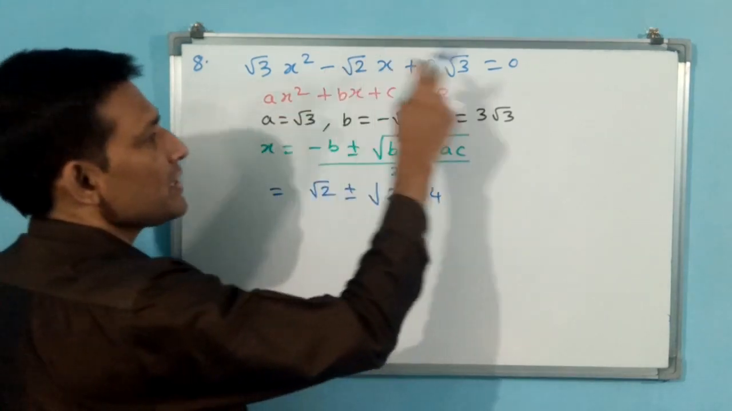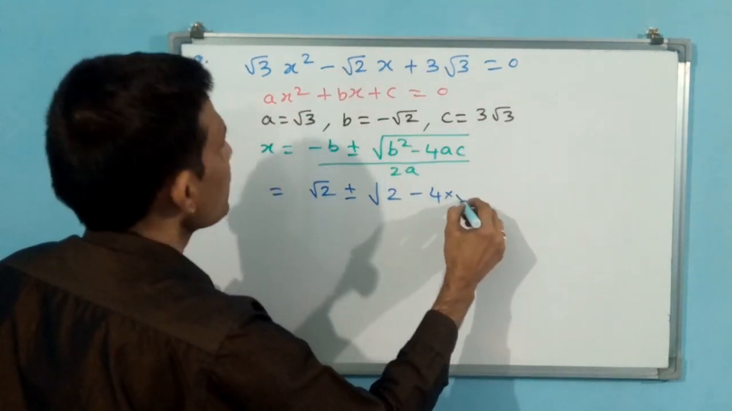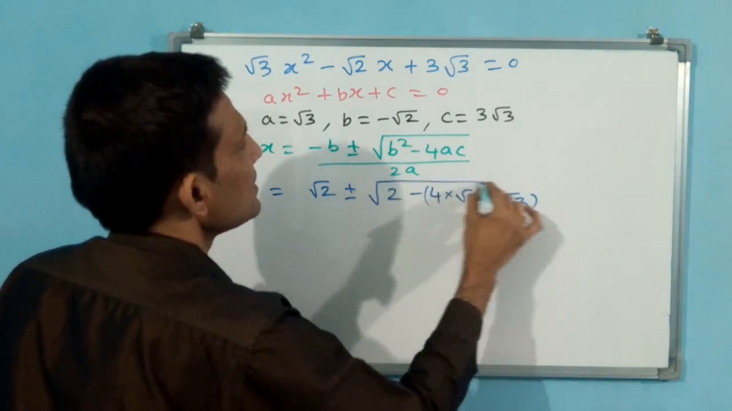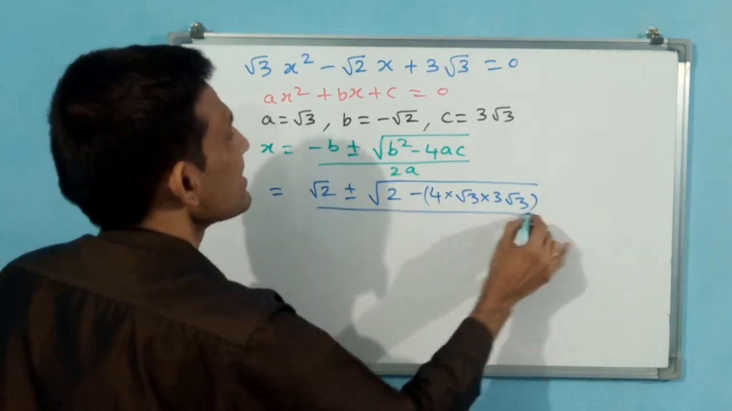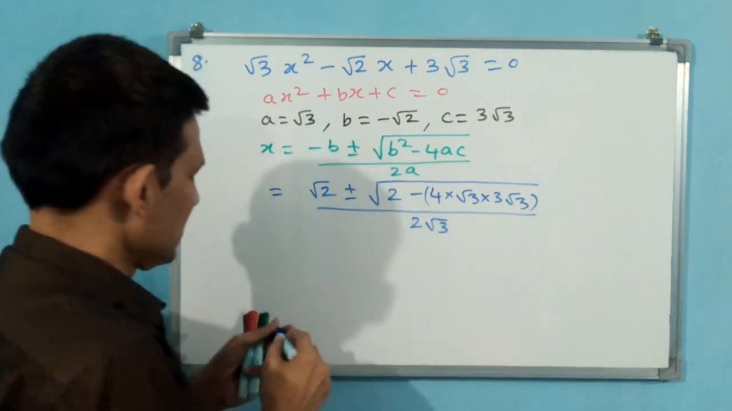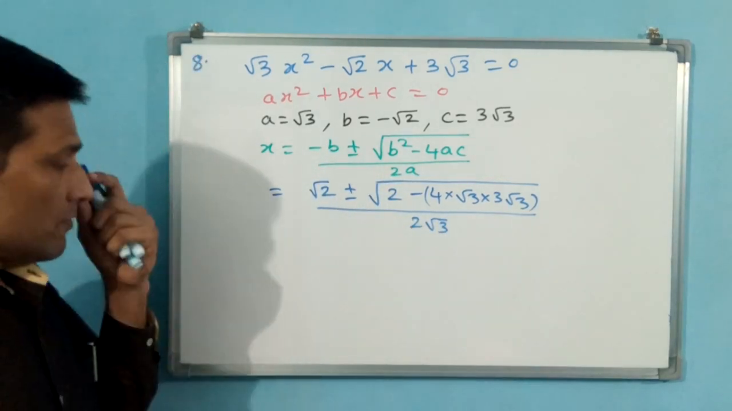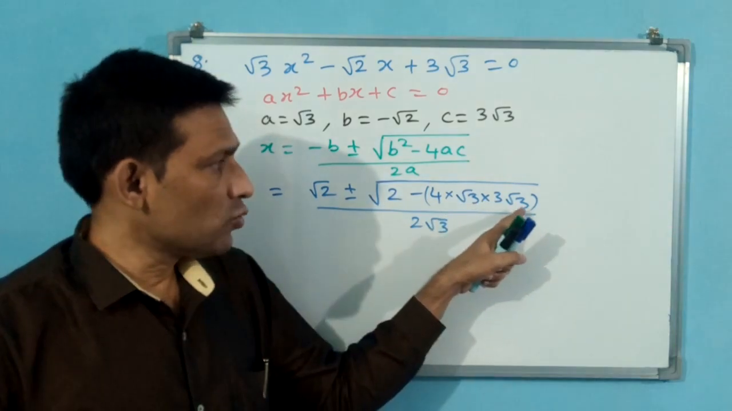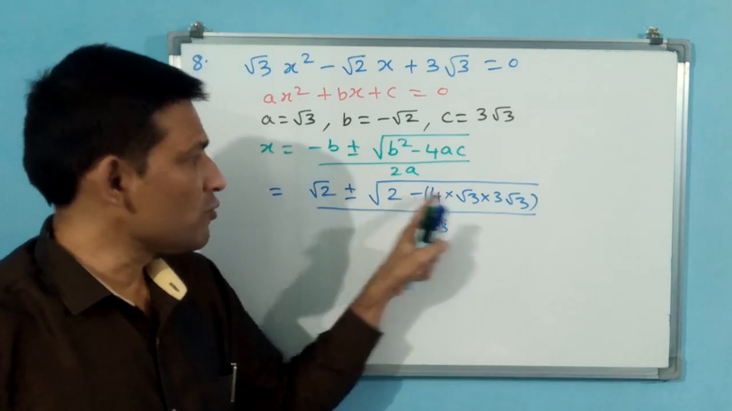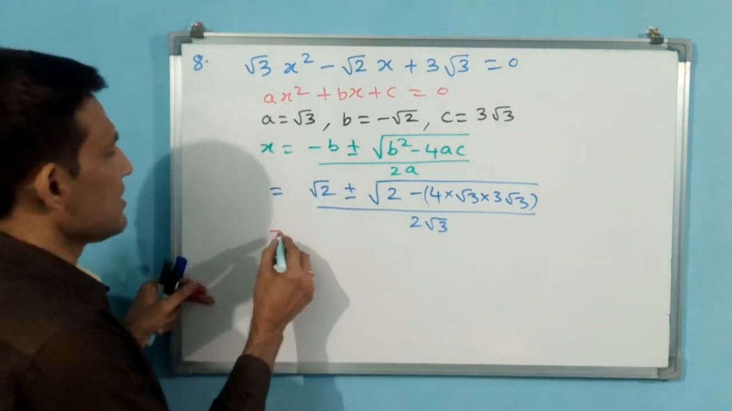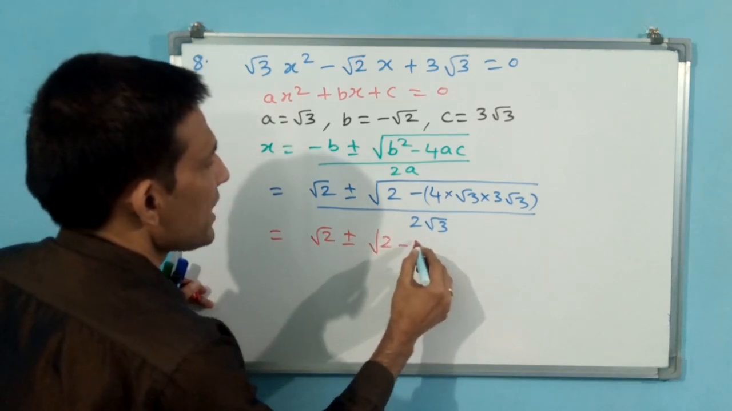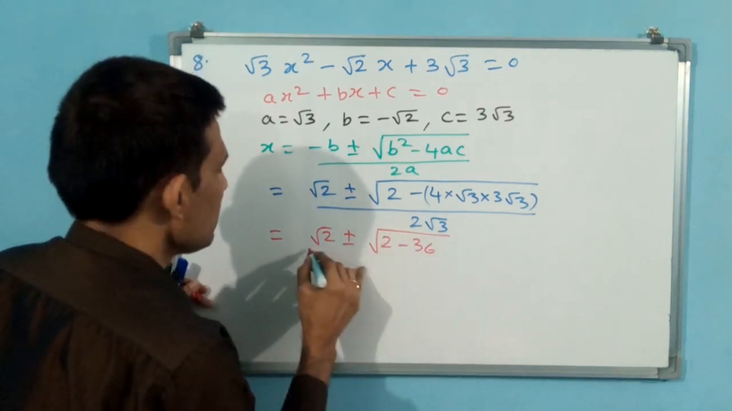Now you see root 3 into 3 root 3. 4 into root 3 into 3 root 3. Here a little bit carefully you have to do the calculation. Okay. 2a, 2 root 3. That's all. Okay. Now you see here. Root 3 into root 3, 3. 3 into 3, 9. 9 into 4, 36. 2 minus 36 is going to happen. Okay. Root 2 plus or minus square root of 2 minus 36 by 2 root 3.